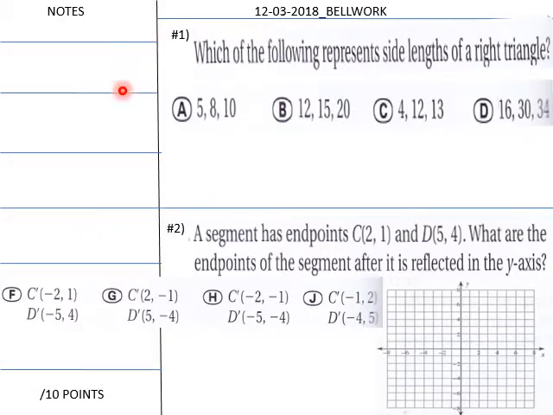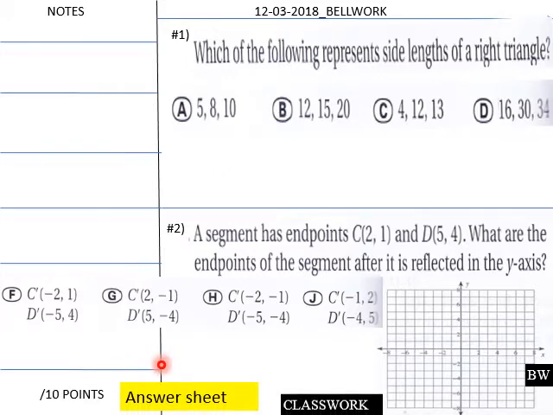Here is the bell work, students. As you walk into your classroom, start on this. Homeschoolers, use this as a warm-up for this lesson. Which of the following represents side lengths of a right triangle? The segment has endpoints here. What are the endpoints of the segment after it is reflected in the y-axis?